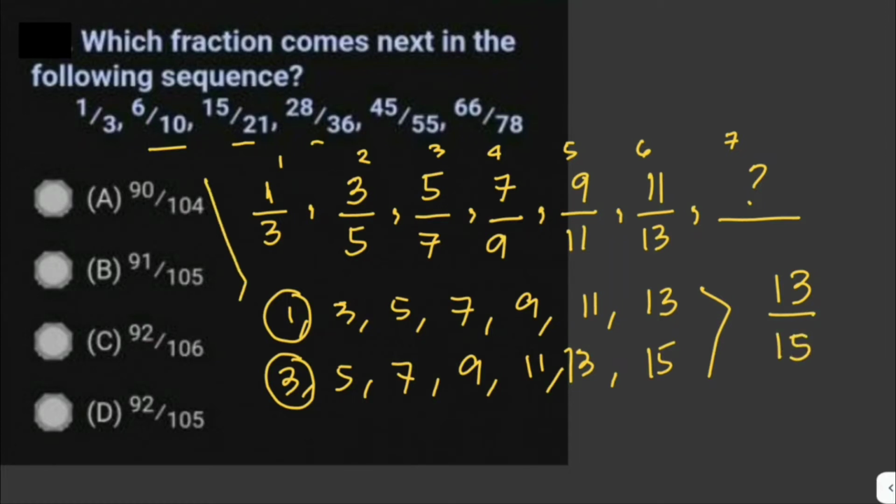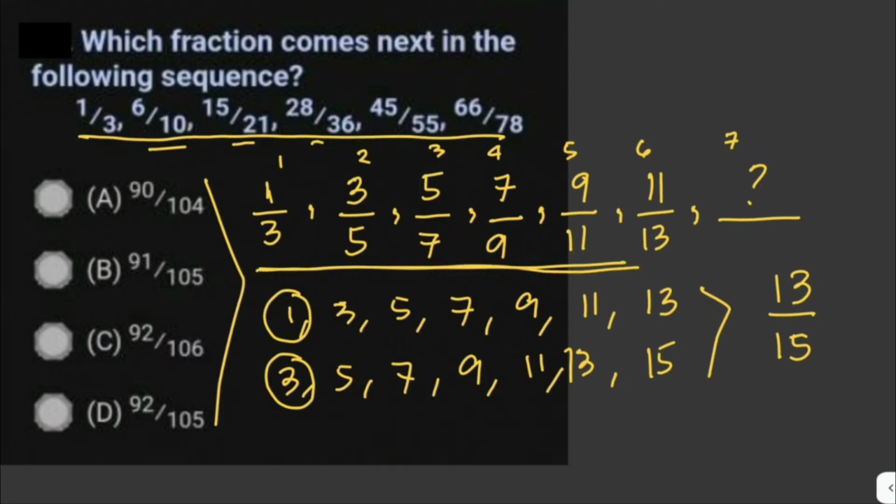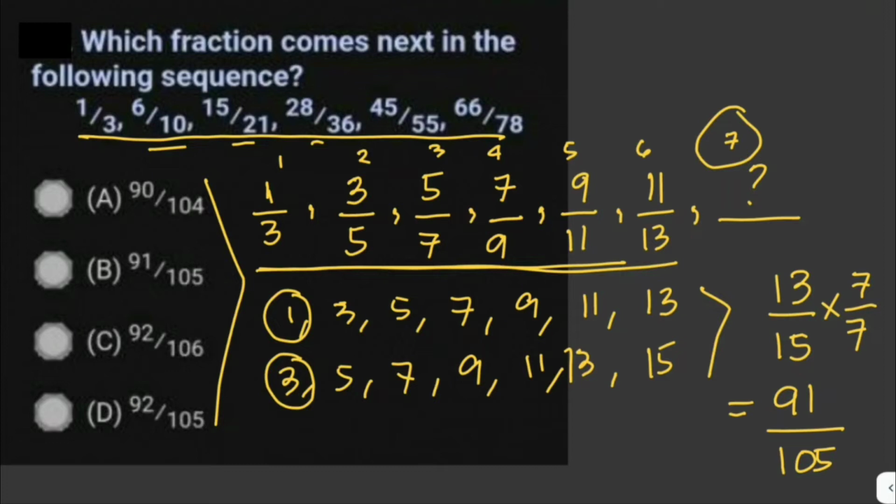But we don't have 13 over 15 in our choices, and we only reduced the original fractions. So since the next fraction is divisible by 7, we just have to multiply both the numerator and denominator of 13 over 15 by 7. Therefore, this is equal to 91 over 105. So the next fraction is 91 over 105. The answer here is letter B.